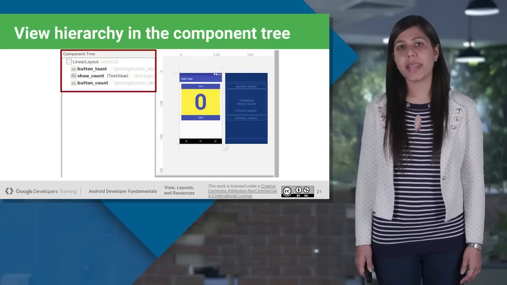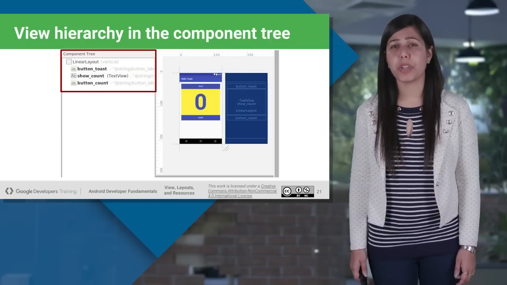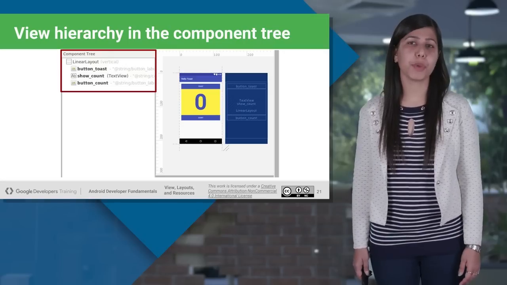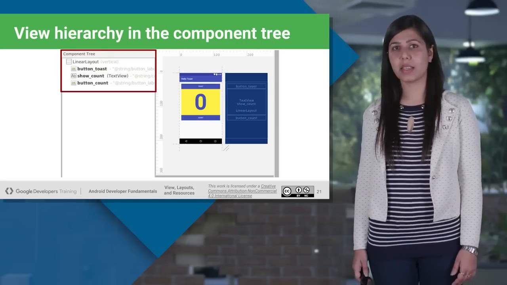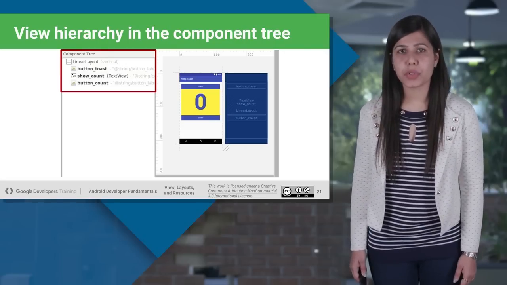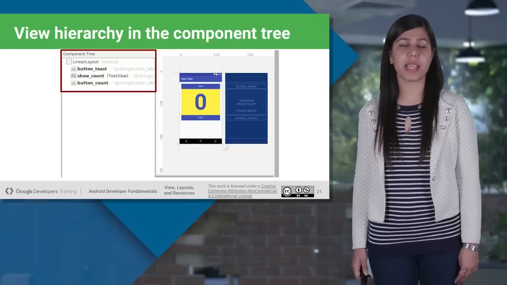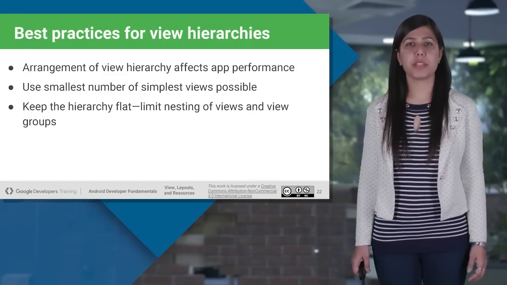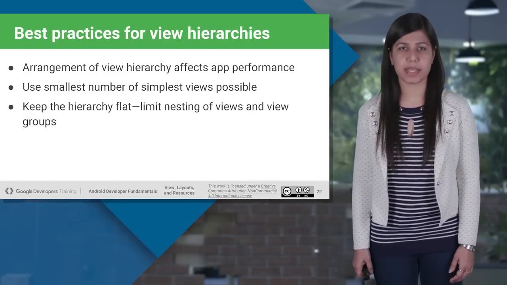View hierarchy and the component tree. When we are working with the layout editor, we can see this component tree inside it to get a better understanding of this view hierarchy. This is how we can see. So there is a linear layout on top, and it has 3 views inside it, which is visible on the left.